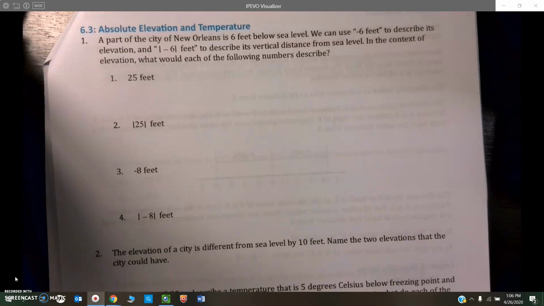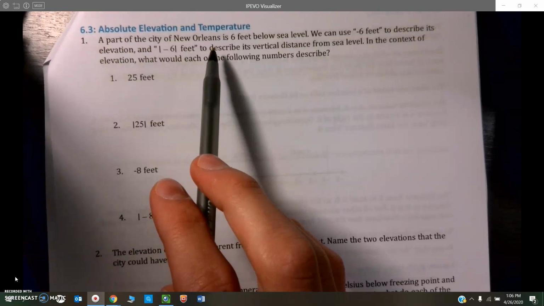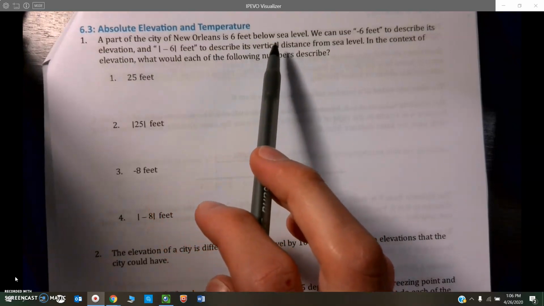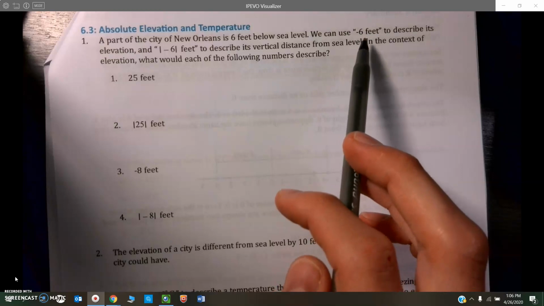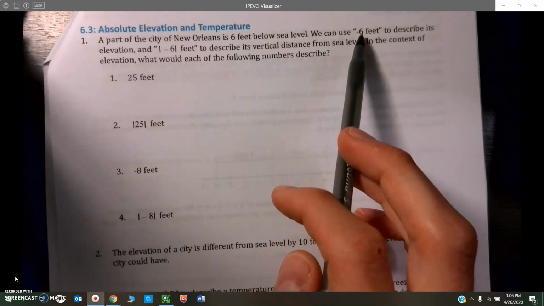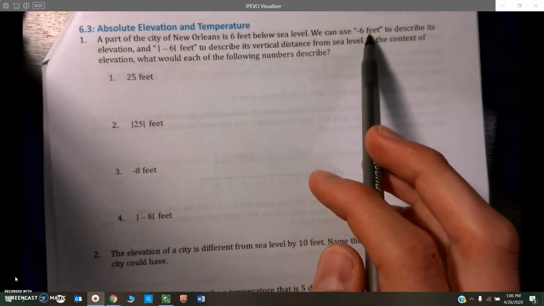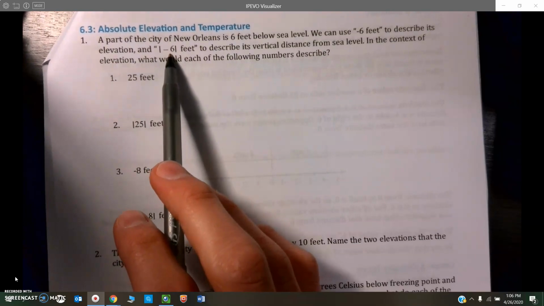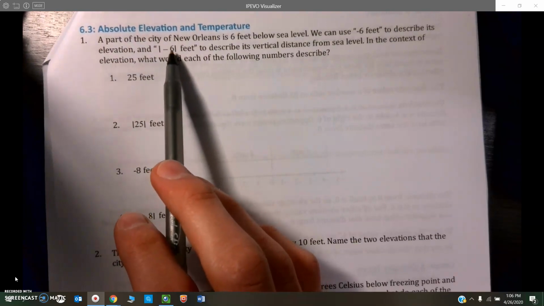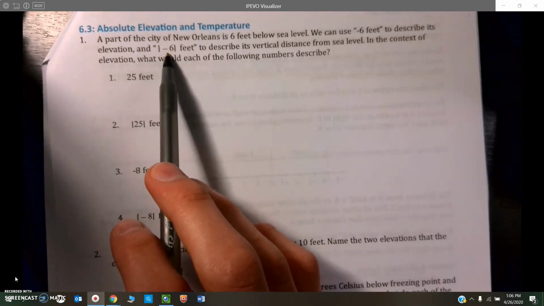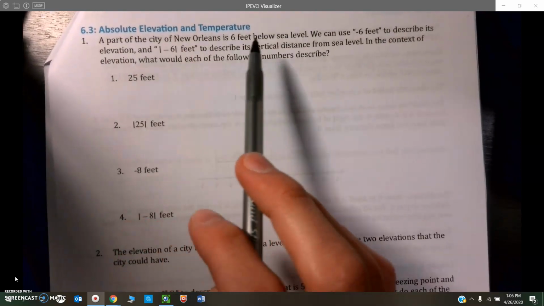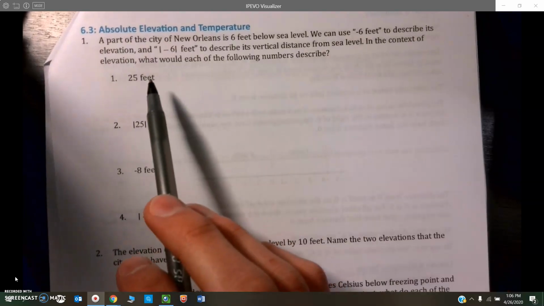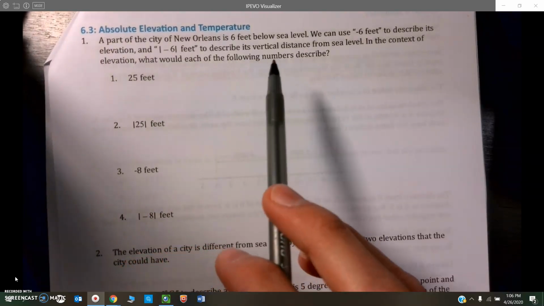So let's continue our discussion on absolute value in terms of elevation and temperature. For number one, a part of the city of New Orleans is 6 feet below sea level. So we can use -6 feet, because once again, sea level is at 0 feet. So -6 is 6 feet below sea level to describe its elevation. And the absolute value of -6 feet, once again, is the distance of -6 from sea level to describe its vertical distance.